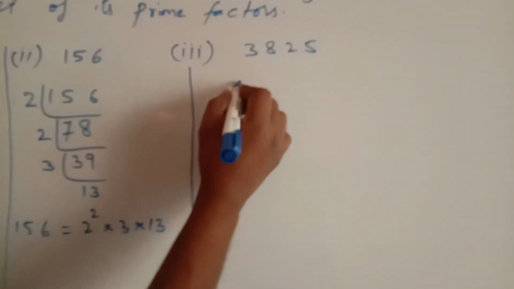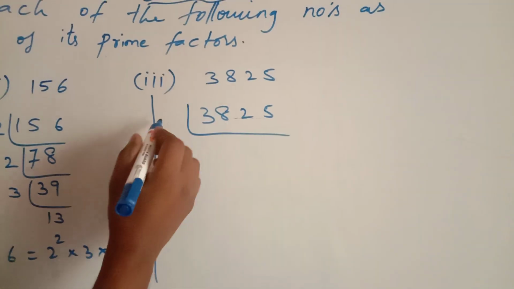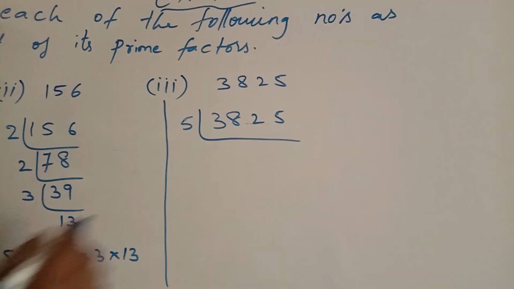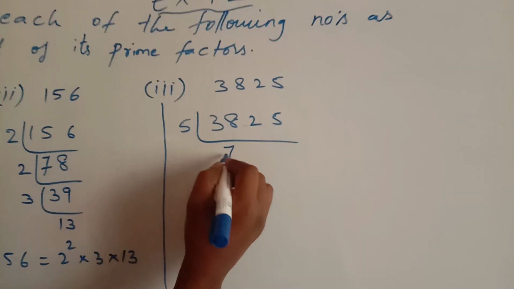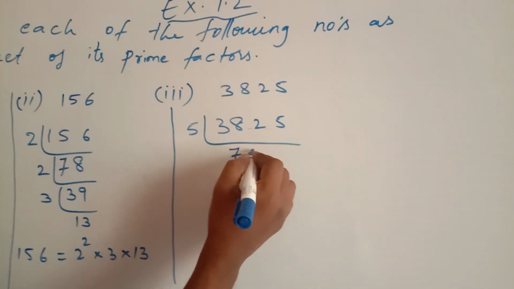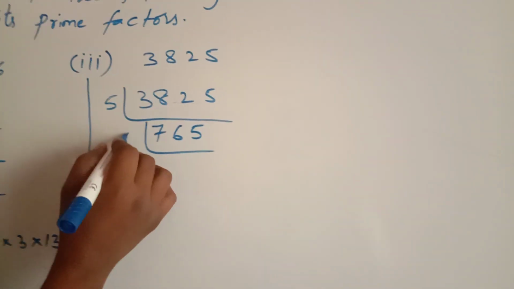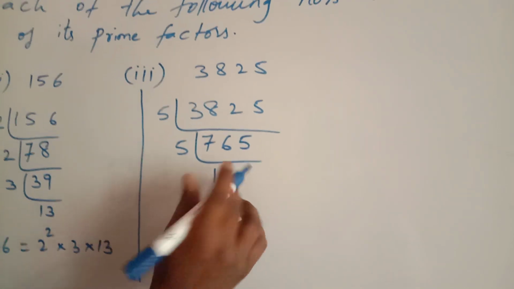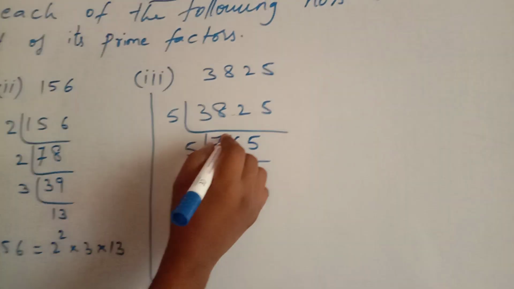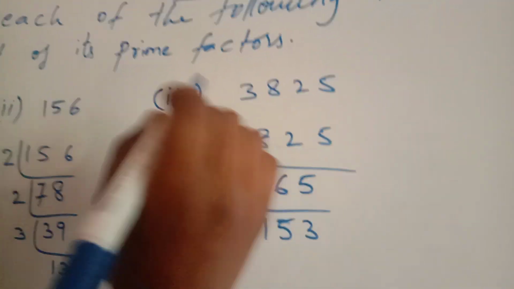The third one is 3825. Here the last digit is 5. You can divide by 5. 5 7s are 35, 3 remaining, 5 6s are 30, 2 remaining, 5 5s are 25. 5 1s are 5, 2 remaining, 5 3s are 15, 5 5s are 25, 1 remaining, 5 3s are 15.